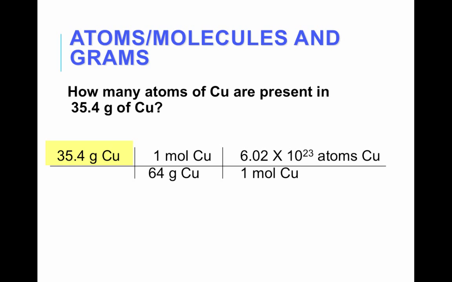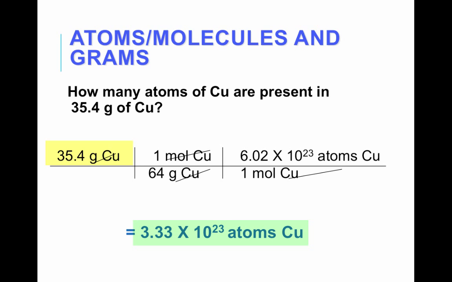And then I'm going to use Avogadro's number. 1 mole of copper is equal to 6.02 times 10 to the 23rd atoms of copper. You can see that as I set that up, my grams of copper canceled and my moles of copper canceled, leaving me an answer in atoms of copper. And I get an answer of 3.33 times 10 to the 23rd atoms of copper.